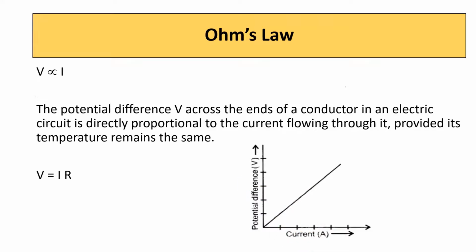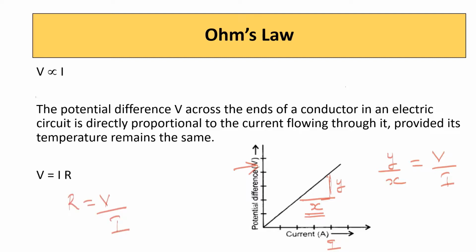How will you find out the slope of this graph? The slope of this graph is y by x. This represents the y-axis and this is the x-axis. Y is indicating voltage and x is indicating current I. Therefore, y by x is equal to V by I. R is equal to V by I. Therefore, the slope of this graph will give you resistance.